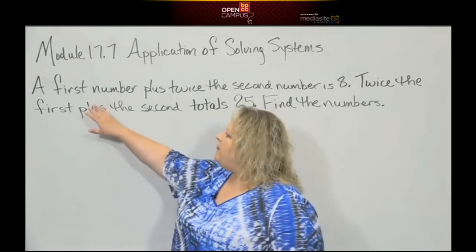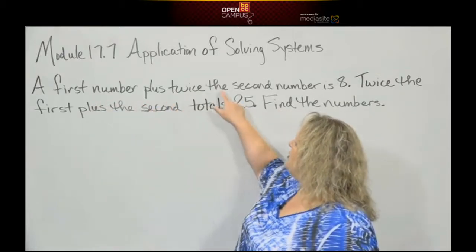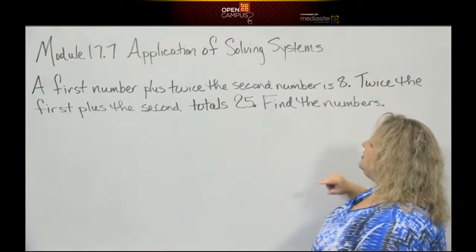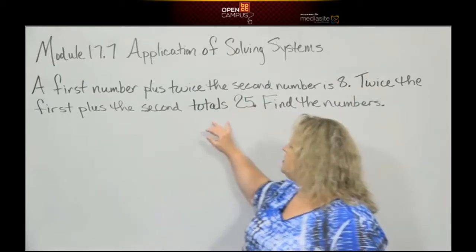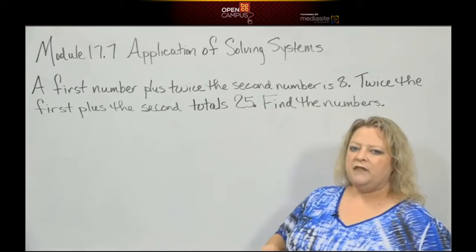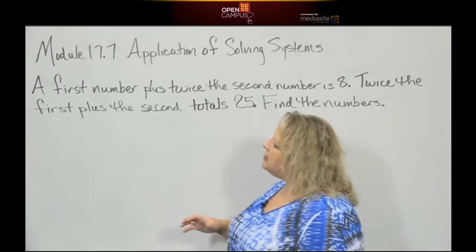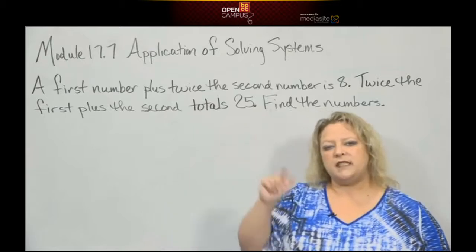All right, so we have: a first number plus twice the second number is 8. Twice the first number plus the second totals 25. Find the numbers. So first let's identify, we have a first number, we have a second number.